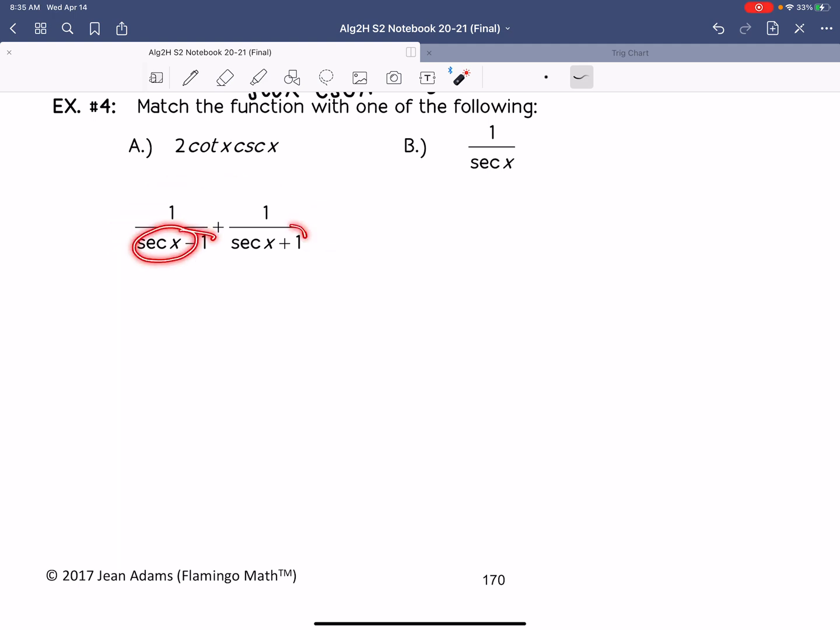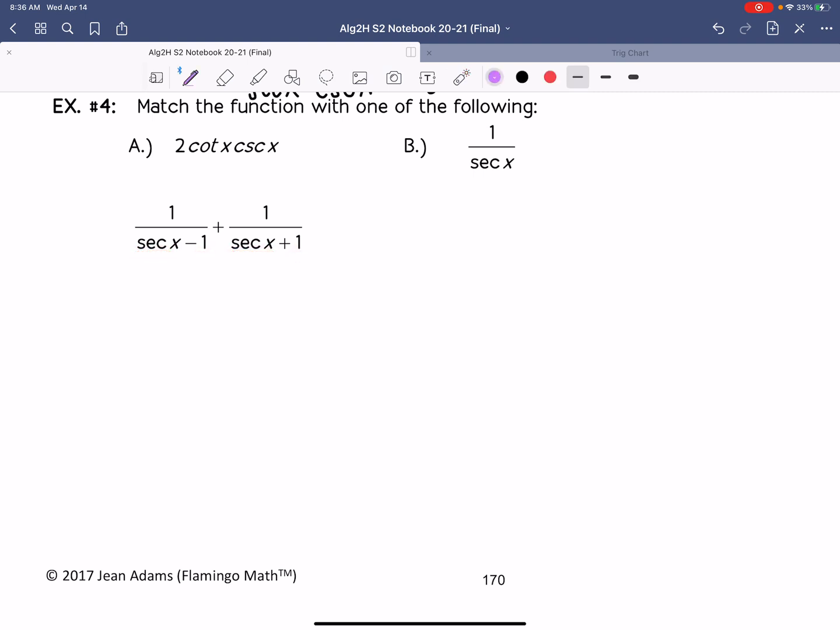Okay, I'm going to go ahead and I want to combine this so I can add these together. So we want a common denominator, and obviously my common denominator is just multiplying these together. And I hope you realize when we multiply these together, we have conjugates, right? Because this is secant x minus 1, secant x plus 1. Conjugates have the opposite sign. So when we multiply them together, it's just first times first, last times last.